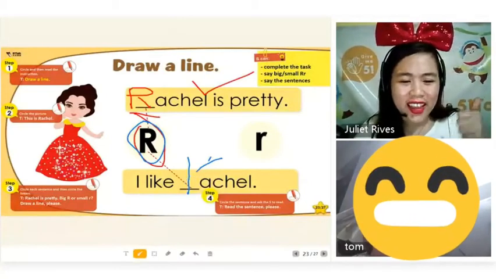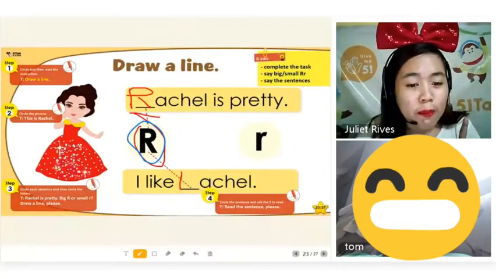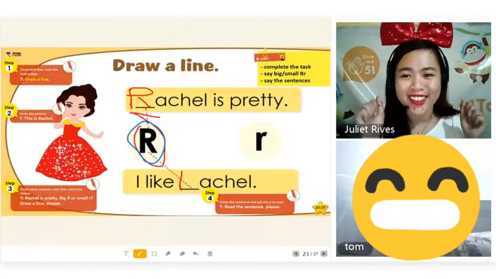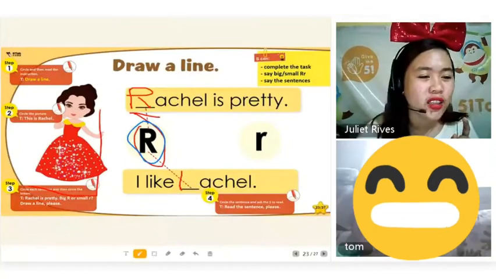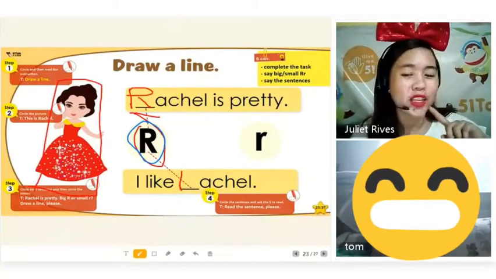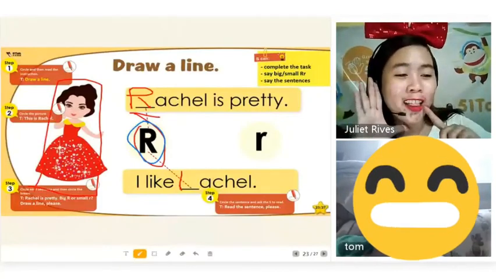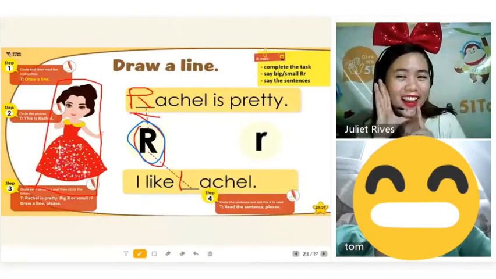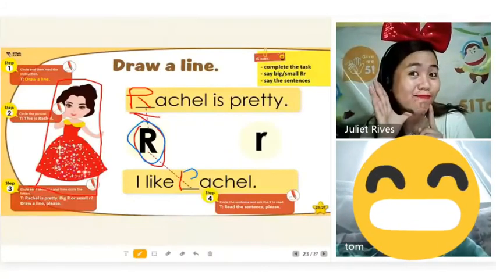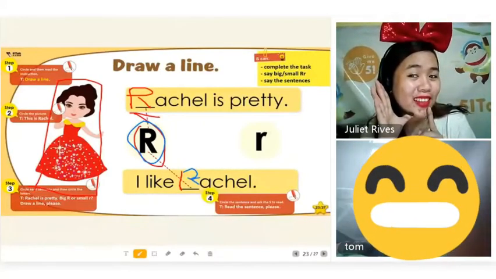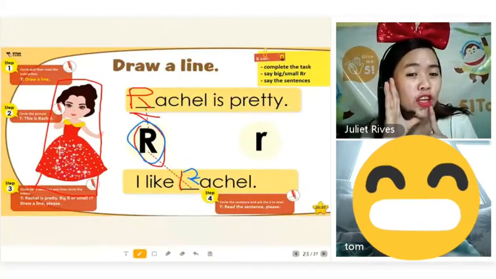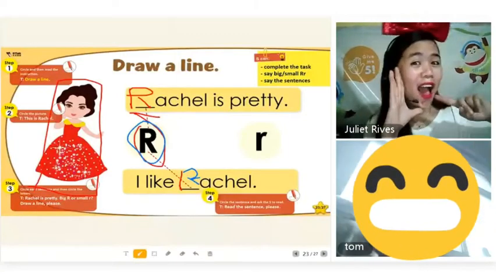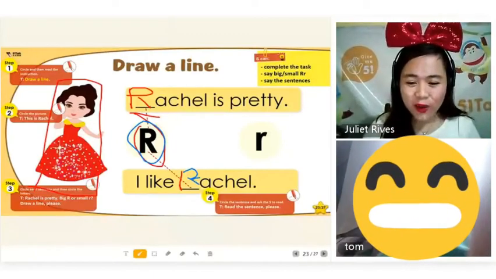All right, Tom. Nice one. But this is big R because her name is Rachel. This is Rachel. Rachel. All right. Very good. And Rachel is pretty. Can you say it again? Rachel is pretty. Very good, Tom.